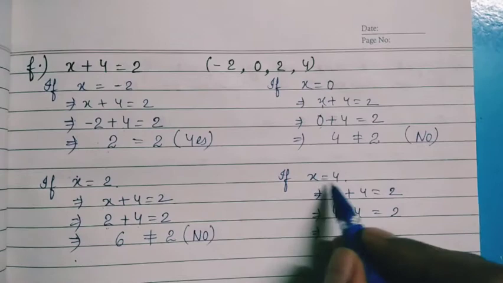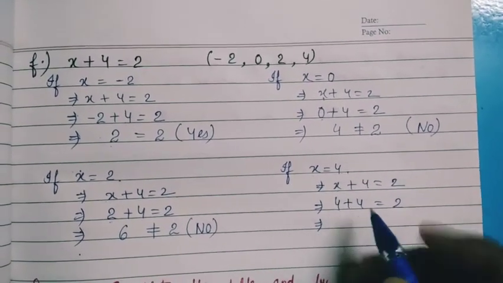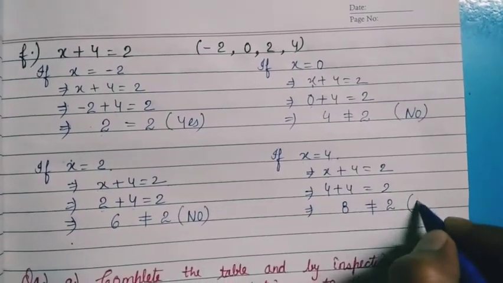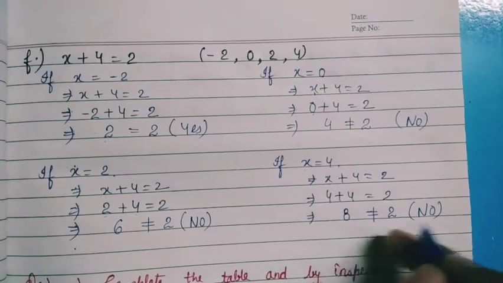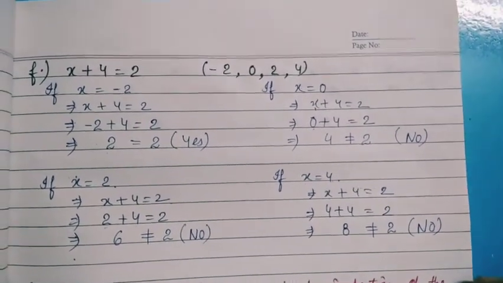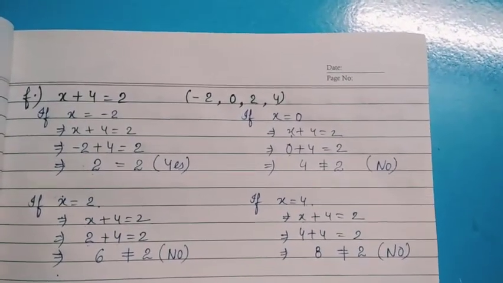Last one, if x value is 4, on the place of x 4 is here. 4 plus 4 is 8, which is not equal to 2. So this is not the solution of the equation. And here we completed our first question solution of each question.